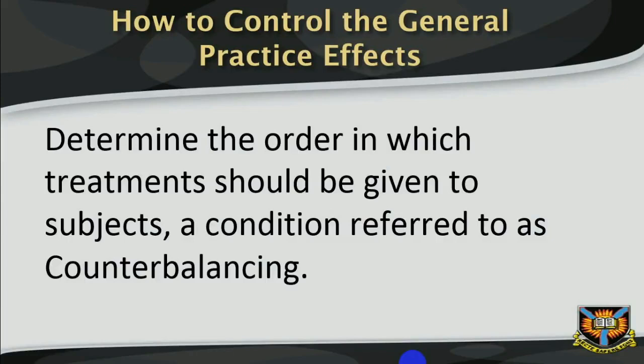3 treatments have 6 different orders. 4 treatments have 24 different orders. 5 treatments have 120 different orders, and so on. As the levels of an independent variable increase, complete counterbalancing soon becomes impractical.